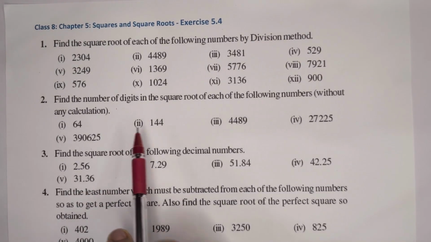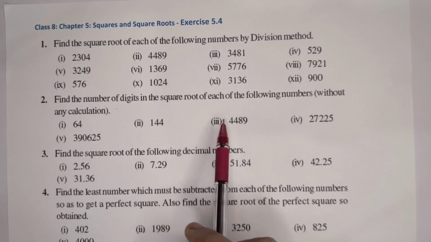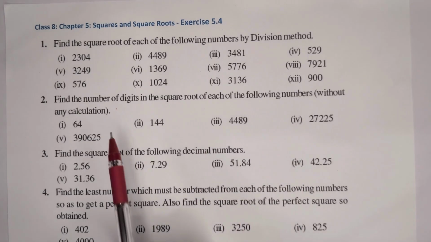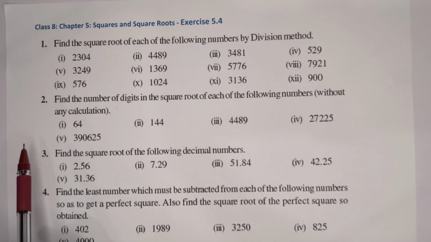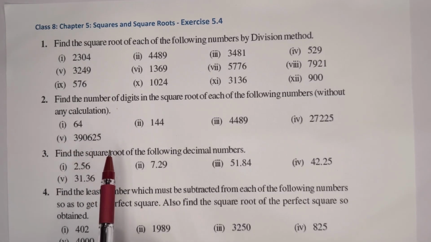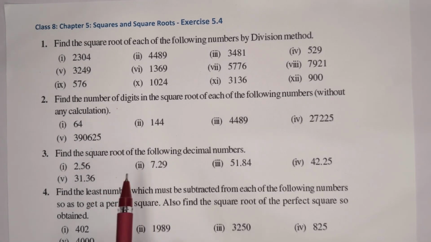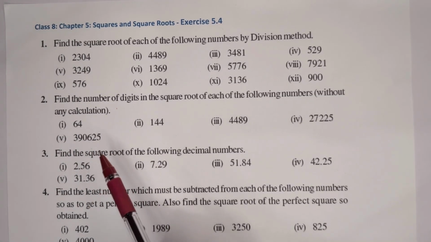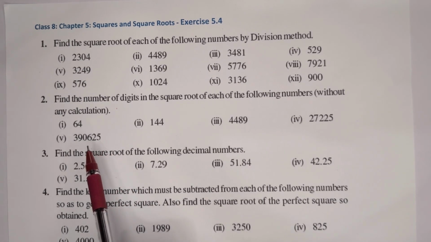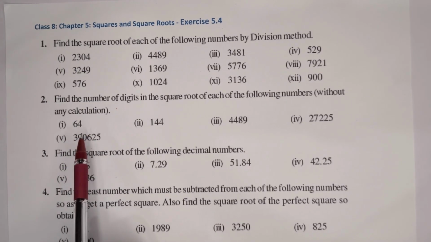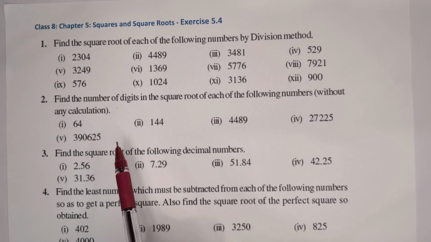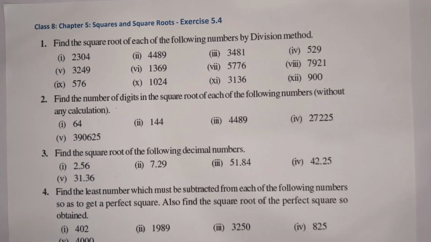Second question, find the number of digits in the square root of each of the following numbers without any calculation. Number of digits in the square root. Here 2 digits, that means 1. We know that the number of digits in the square root is equal to the number of digits in the number divided by 2. If n is even, then n by 2. Here n is equal to 2, an even number. That by 2, which is equal to 1. If n is odd, then n plus 1 by 2.